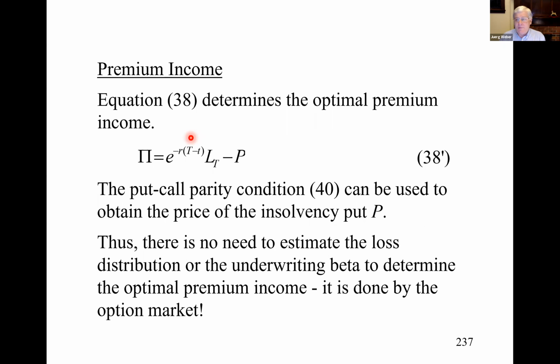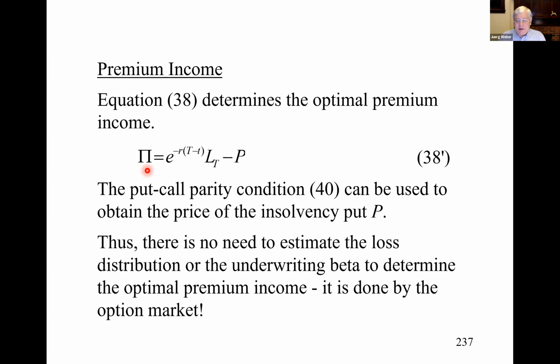So the premium income is given by equation 38, this arbitrage condition. So equation 38 determines the optimal premium income, which entitles then the insurance buyer to the assets. And you can now use, so insolvency, you can use the put-call parity condition from before to calculate the value of this put, and then you can calculate the optimal premium income.